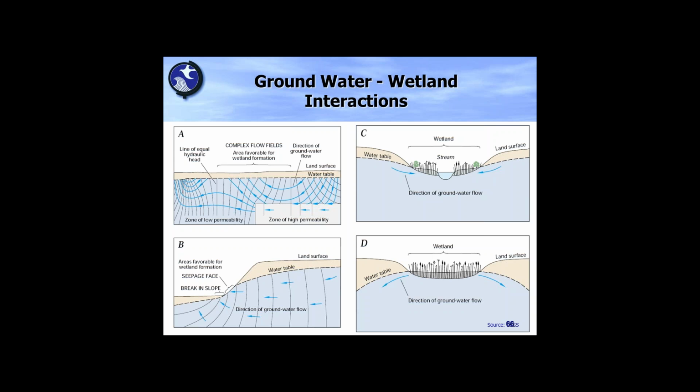In Figure B, wetlands also occur on slopes, also called fens, and they are fed primarily by groundwater recharge. And in Figure D are upland wetlands, also called bogs, that are fed primarily by recharge from precipitation.